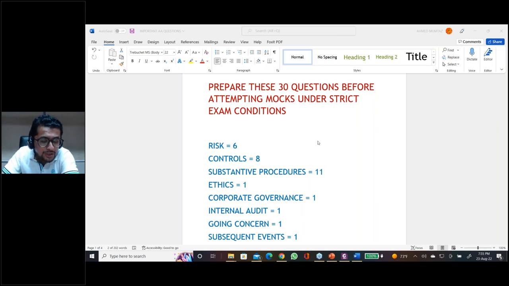What about MTQs? Three MTQs at least in the morning from the BPP kit, three MTQs at least in the evening from the Kaplan kit. There is no doubt on it. Is this clear? Any other question now?